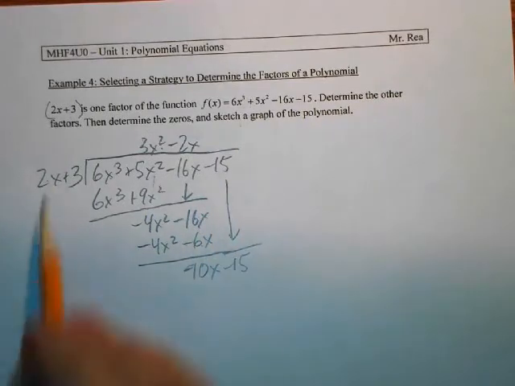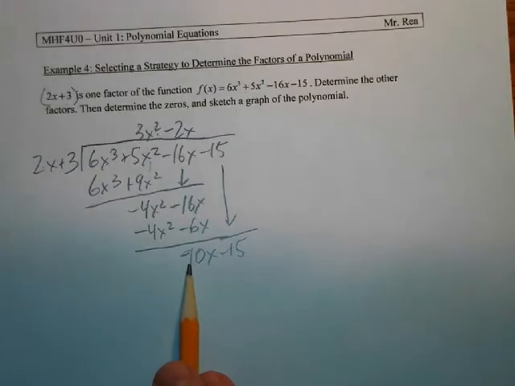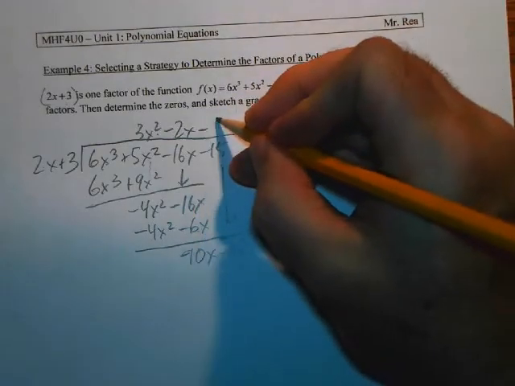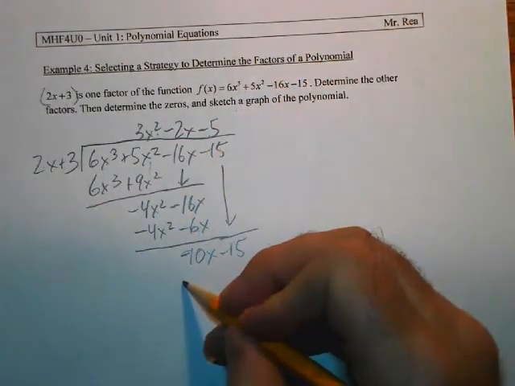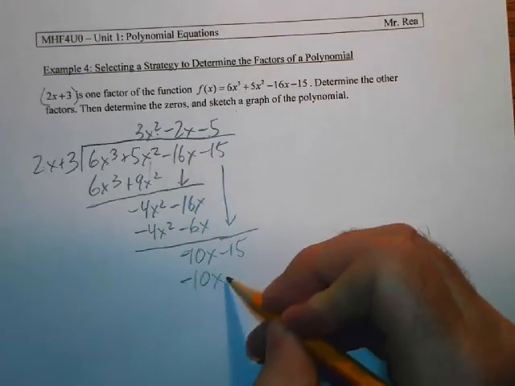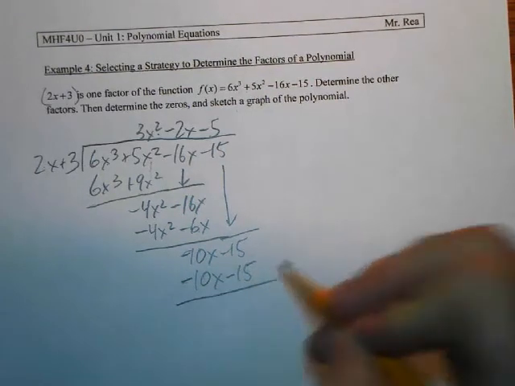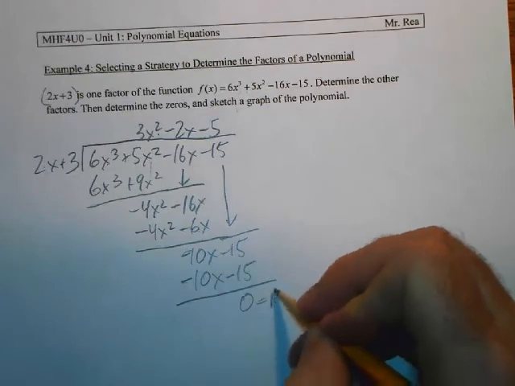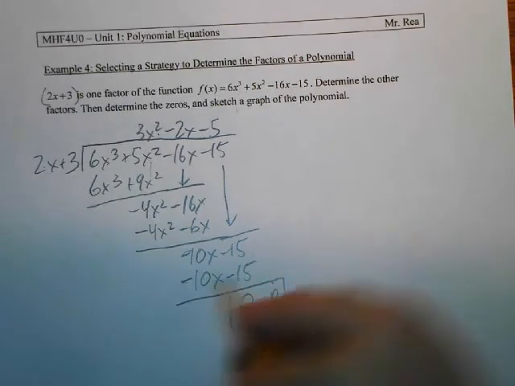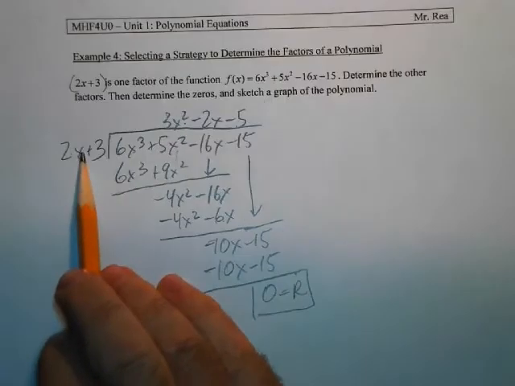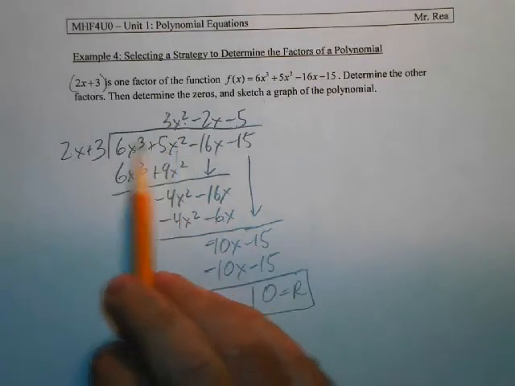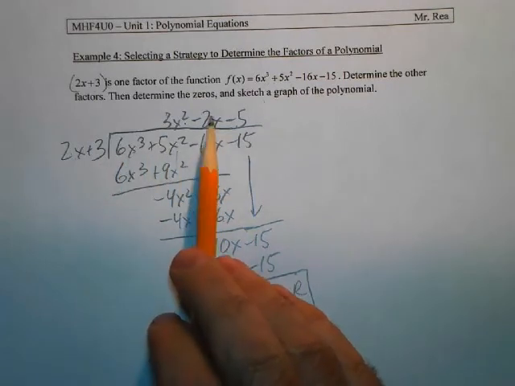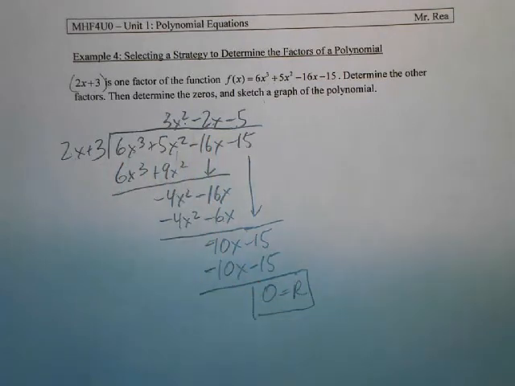What do we multiply 2x by to get negative 10x? That's a minus 5. Multiply both these terms by minus 5, and I get negative 10x minus 15. That's great. That means the remainder is 0. That confirms that 2x plus 3 is a factor of this. It also tells us the other factor. So let's now write this out.